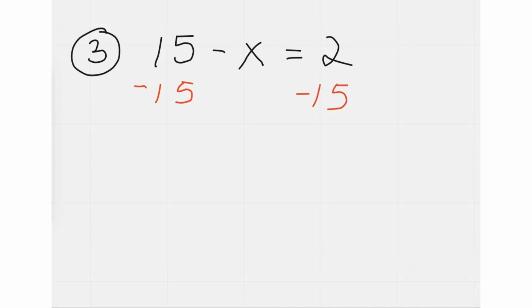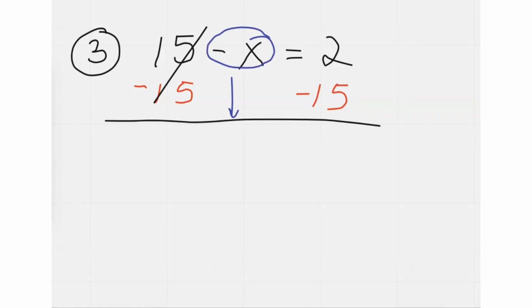15 minus x equals 2. There are two ways to go about this problem, where you move either the 15 or the x, but in these examples I'm going to keep x where it is and just move the other numbers instead. 15 is a positive number here, so I'm going to subtract it from each side. Just like before, 15 minus 15 is 0, so this cancels out. But rather than leaving us with x, this leaves us with negative x, so we're going to bring that whole part down. And 2 minus 15 is negative 13, so negative x is equal to negative 13.